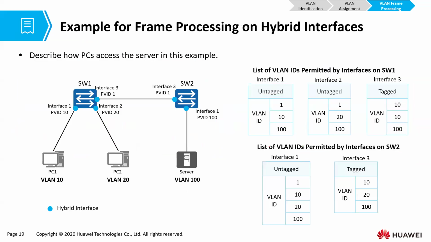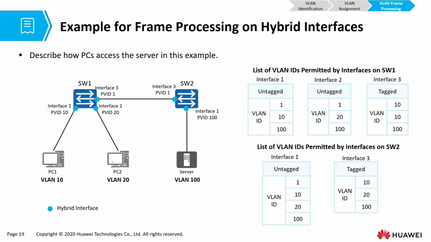Right. Example of frame processing on hybrid interfaces. Let's take a scenario here: interface 1, interface 2, interface 3. There is some confusion here. You can see the interfaces here are dealing with allowed VLANs. These are not allowed VLANs, they are VLAN IDs: untagged 1, 10, 100.